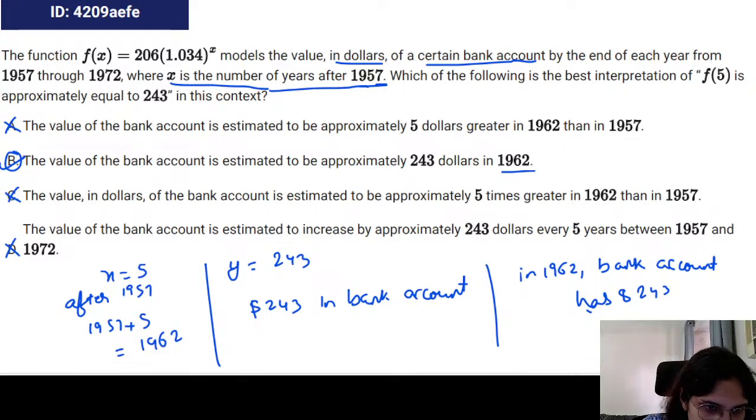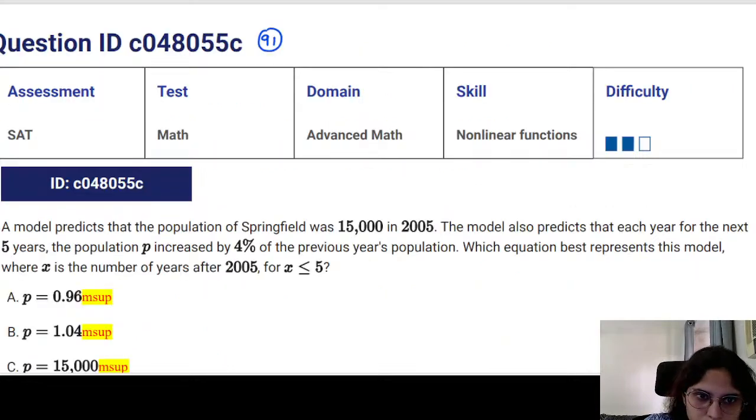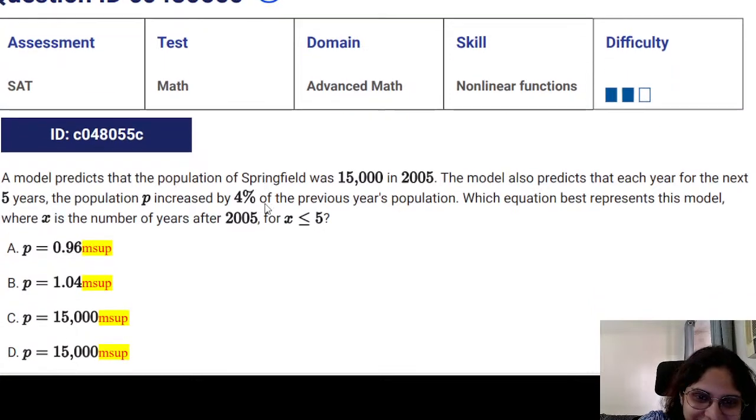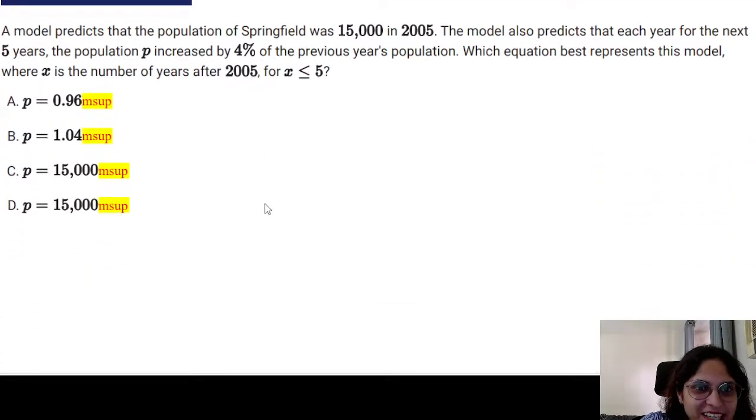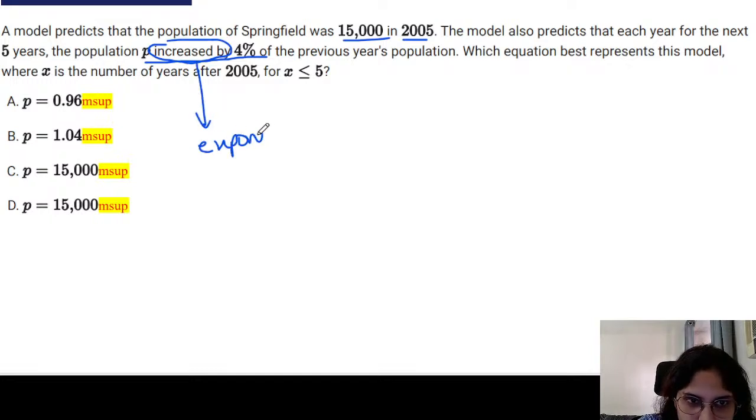Now the next question is going to be 91. That's on page number 92. Again you have to write the equation. A model predicts that the population of Springfield was 15,000 in 2005. The model also predicts that each year for the next 5 years, the population P increased by 4%. Because it is increasing by a certain percentage, that is why I know it is going to be exponential.